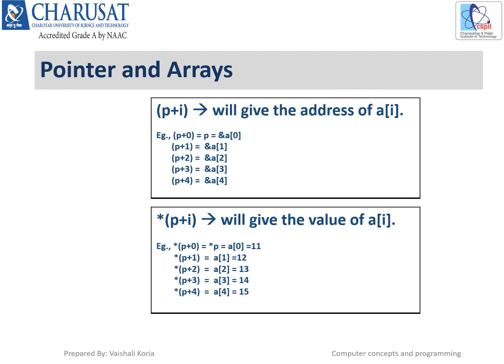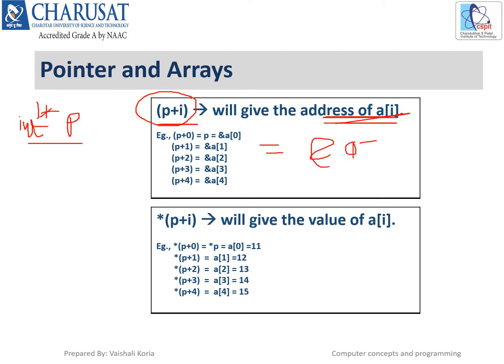Now here is some information to access the array elements. When you are writing p + i, where p is the pointer and it is pointing to some array, this particular format will give the address of a[i]. So that means p + i is equivalent to &a[i]. This will give you the address. Like if you are writing p + 0, that is equivalent to p, because p is pointing to the first element of the array initially. So it will give you the address of a[0].